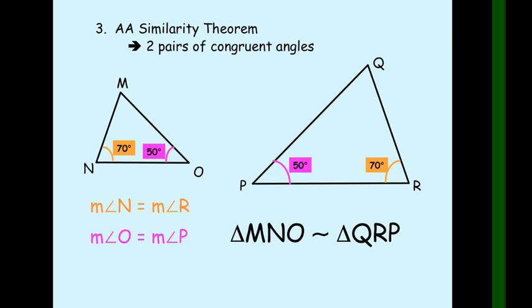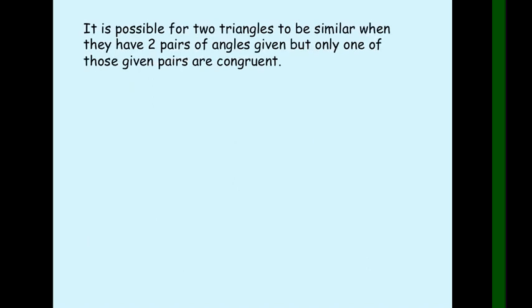So from here, dalawa lang angle ang kailangan natin to prove that the two triangles are similar. Therefore, since we found out that two angles of each triangle are congruent, the triangle MNO is similar to the triangle QRP. It is possible for two triangles to be similar when they have two pairs of angles given, but only one of those given pairs are congruent.